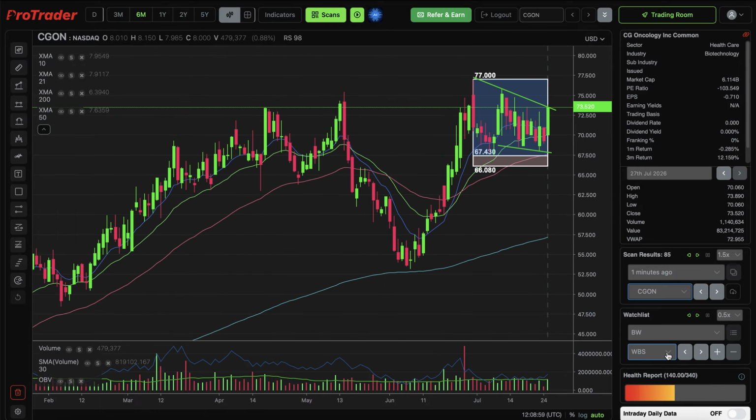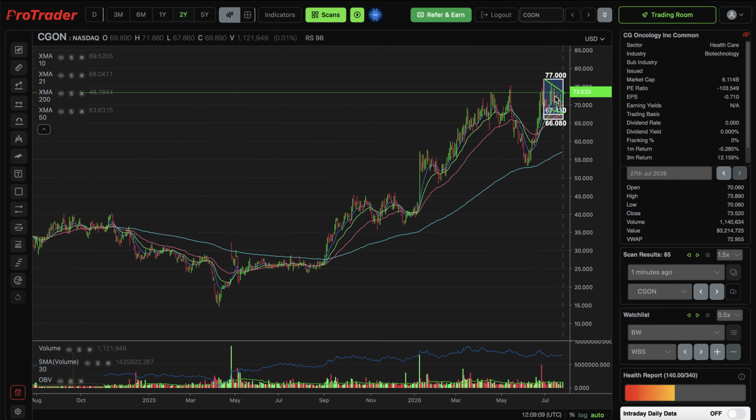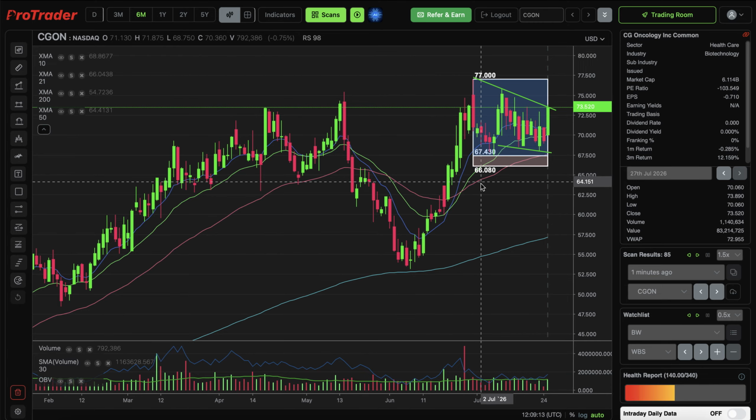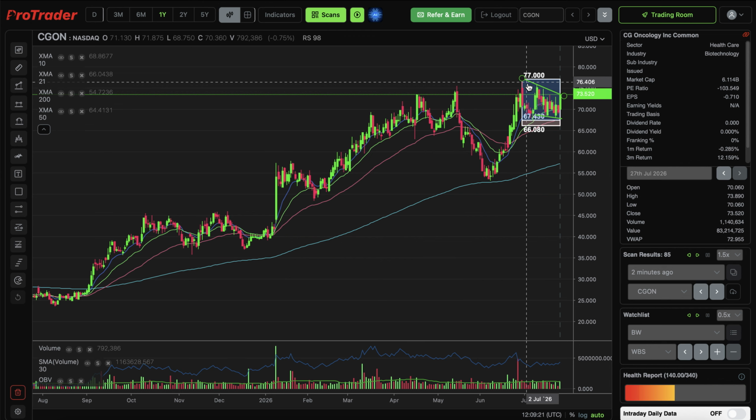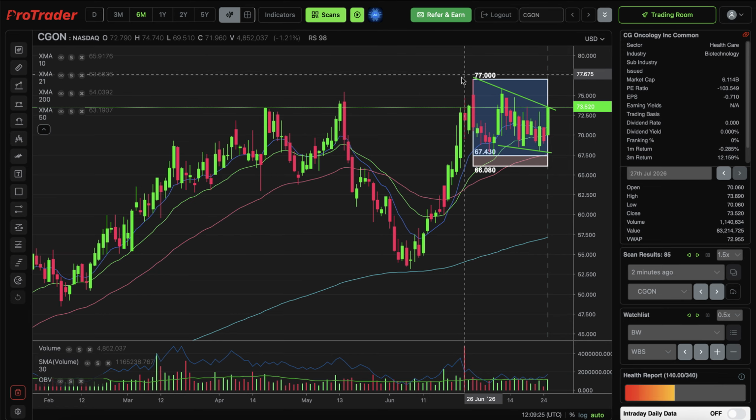Now, CGON is another one that came up. See how this came up in the results? There's so many other setups here, but I'm only going to talk about 2. CGON is a biotech stock on the NASDAQ, obviously. It's come up in this Davis scan, but once again, if you look inside this scan, you've got a massive cup here. It's come up, it's taken out this high by just a little bit, then it's formed a Davis box. So the Davis box has a high of 77.